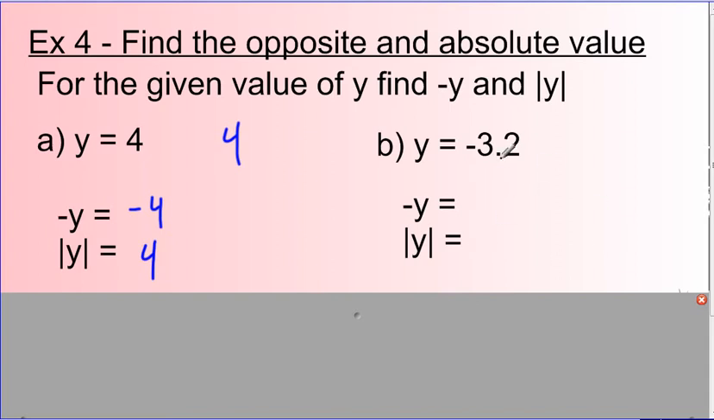Letter B. If y is negative 3.2, what is the opposite of y? Well, if you take that number and change the sign, you'd get a positive 3.2. And then the absolute value, make the number positive. The answer is always positive. Would still be a positive 3.2. Okay? So when you're doing the opposite, you change the sign.